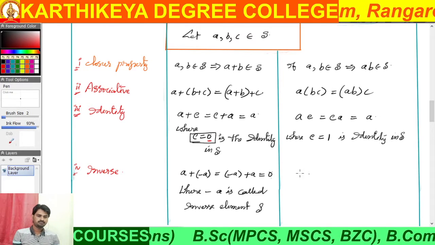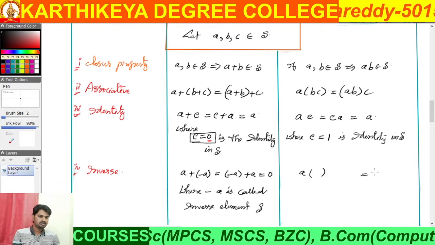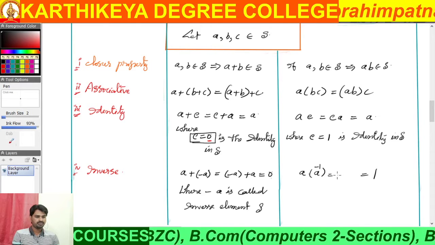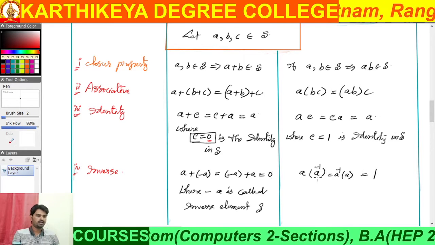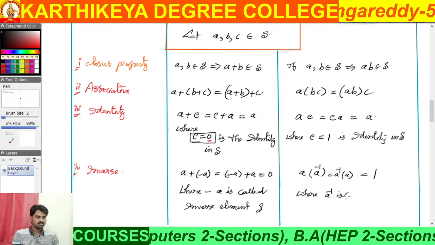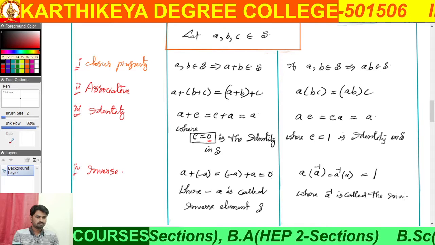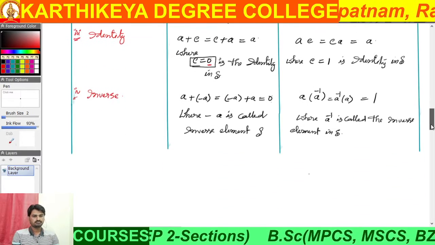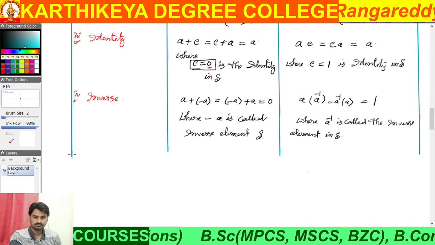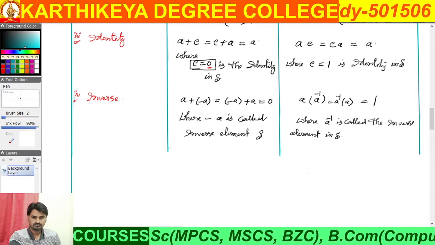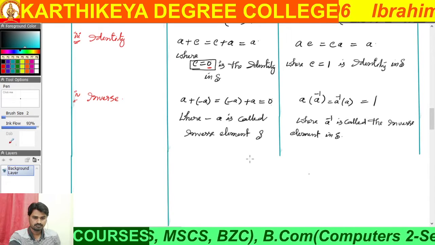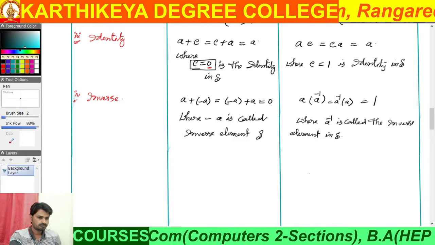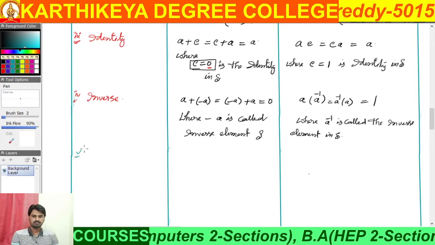Here also, a into some element is equal to 1. What is that element here? You can write here 1 by a. That means it can be written as a into a inverse is equal to a inverse into a is equal to 1, where a inverse is called the inverse element in S. Okay, next one. Next property, commutative property.